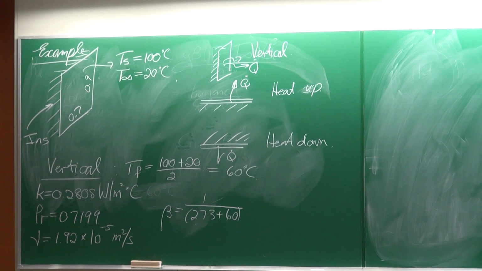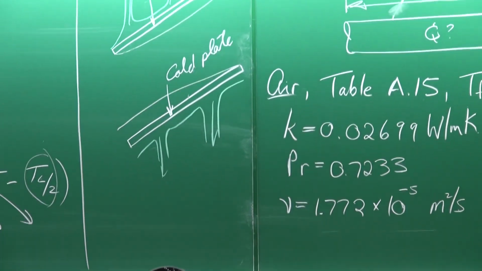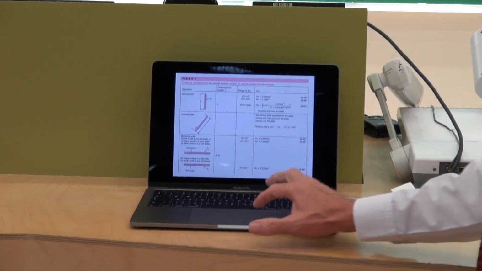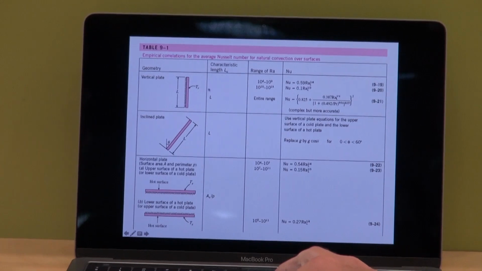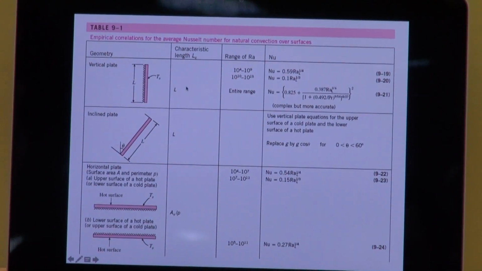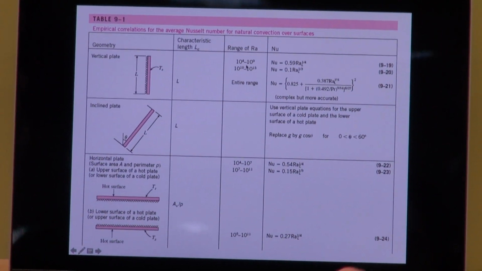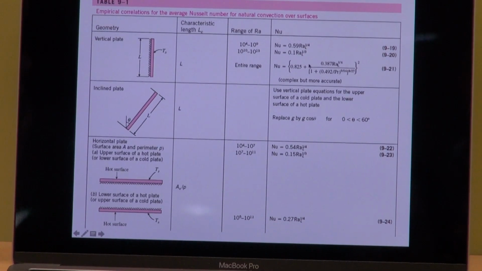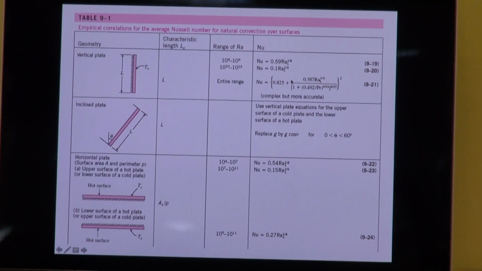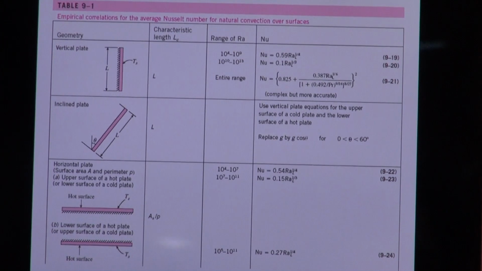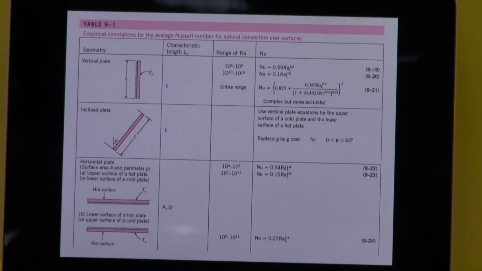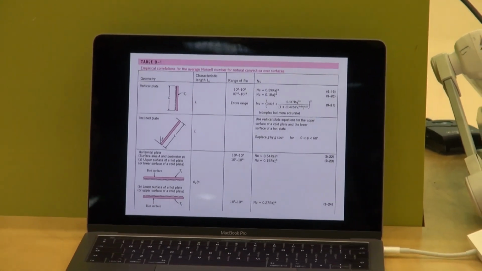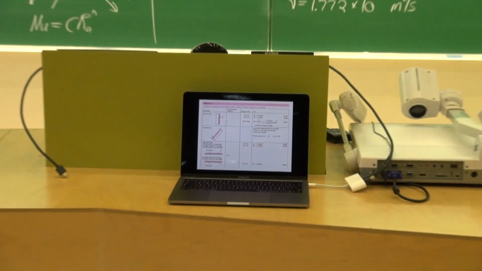If we look at table 9.1, that table there, we can see the one side is insulated, there's the characteristic length, there's the Rayleigh number range, and there's the Nusselt number equations that you can use, 3 of them. So let's start by calculating the Grashof number.